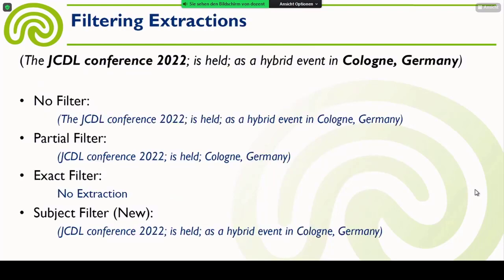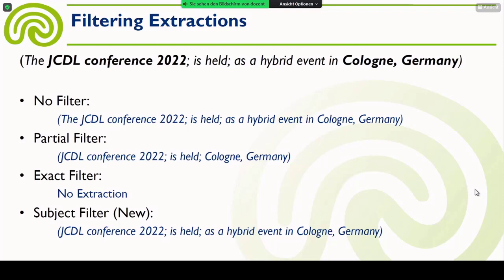How can we clean an extraction? Given the open information extraction and given the entity annotations, marked bold, we have 4 different filter options. We can say we do not apply any filter. Then we just do unsupervised extraction. Boring. We can do a partial filter and say, okay, there's this JCDL conference in the subject, so this could be the entity as a subject. And Cologne, Germany is mentioned in the object, so maybe the object is Cologne, Germany. Then we end up with the extraction: JCDL conference is held Cologne, Germany. This is a partial filter.